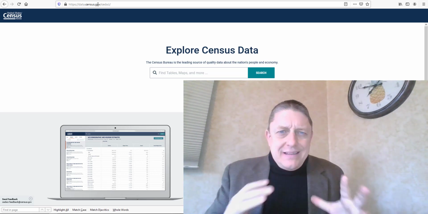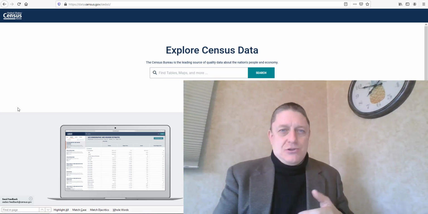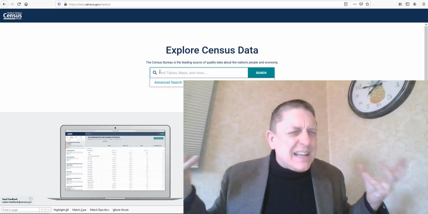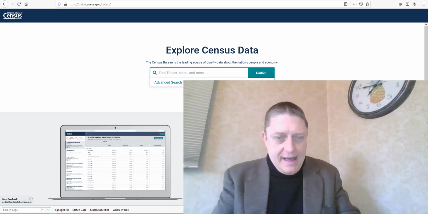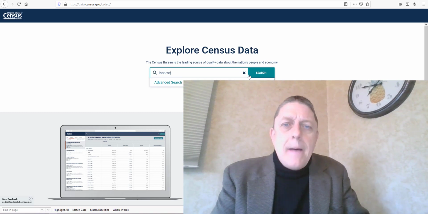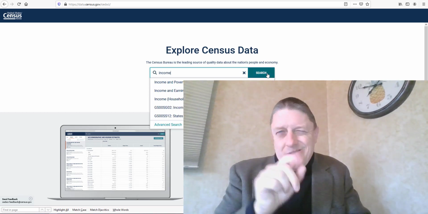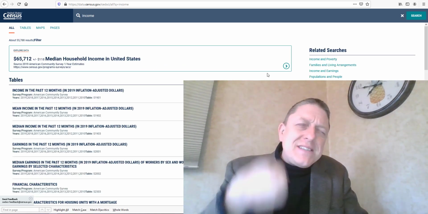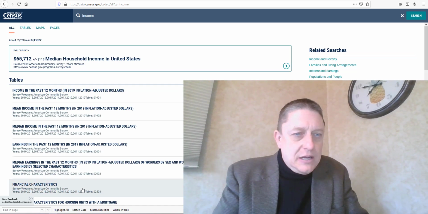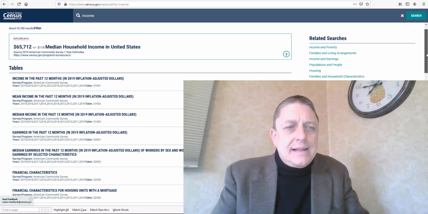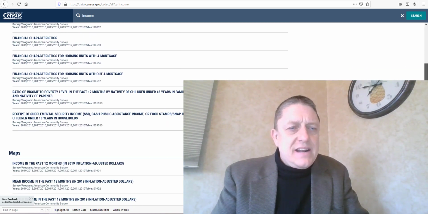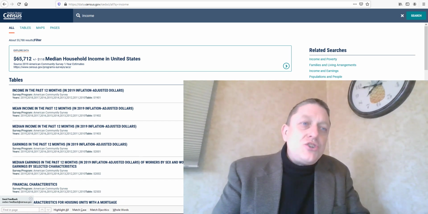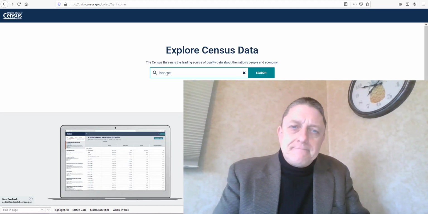In order to find that data, we have here a search box. And what do you type in? You just type in the keyword for what you're looking at. Now, you could try income, but when I hit search, you'll notice it has some suggestions, and there's a lot of data about income. Loads and loads of data about income. So I'm going to suggest that you don't try searching by income.